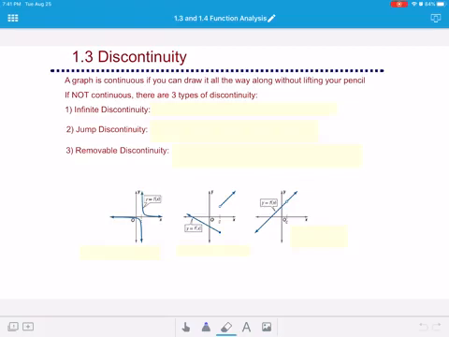So there's a few new things to do in the lesson today. This concept's not really new, it's just the wording of it. In lesson 1.3, the first thing we're going to look at is discontinuity.